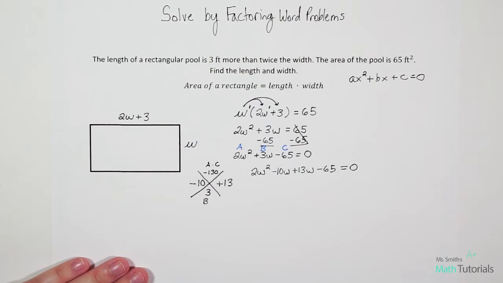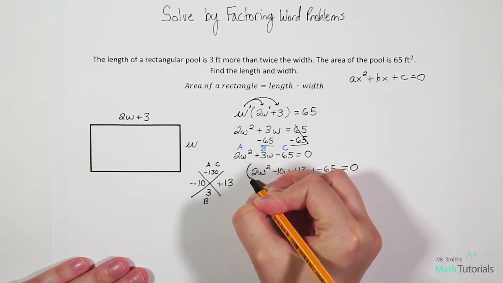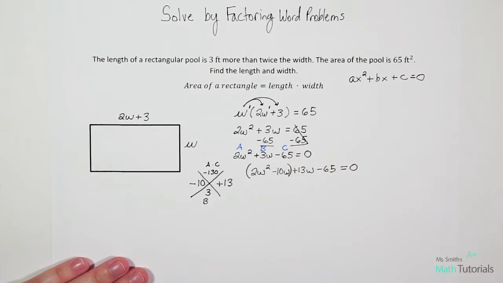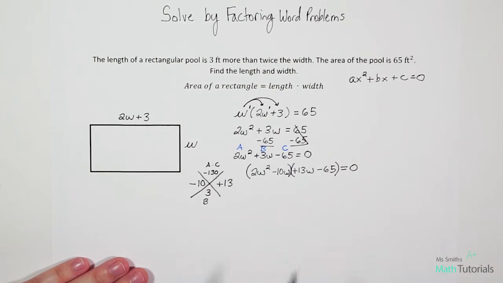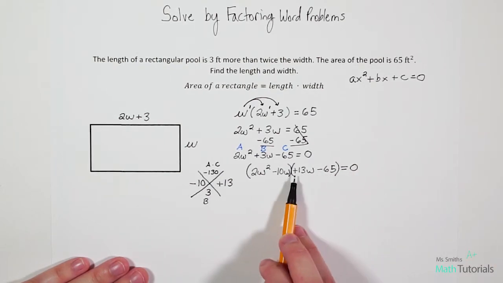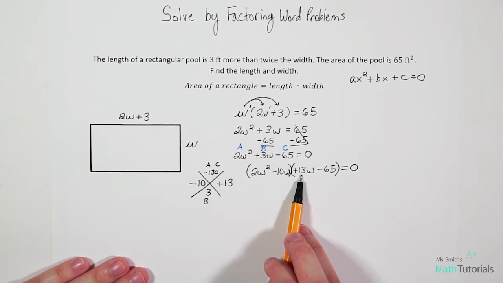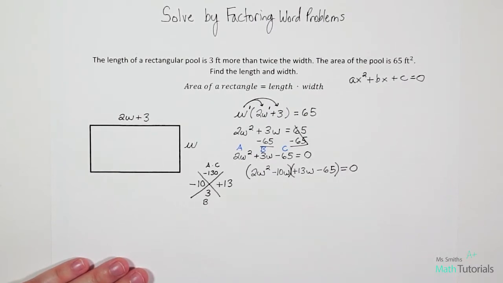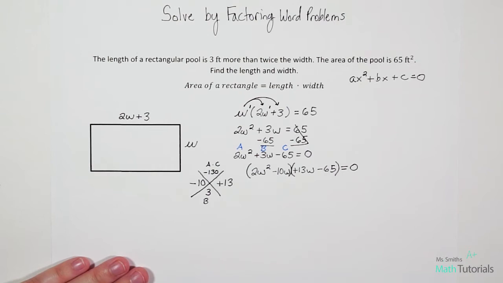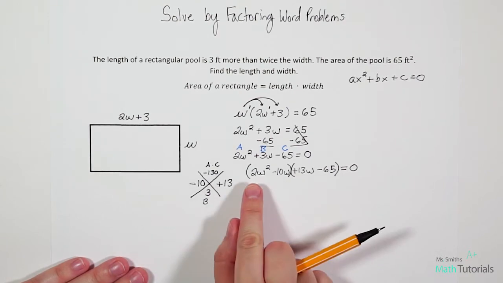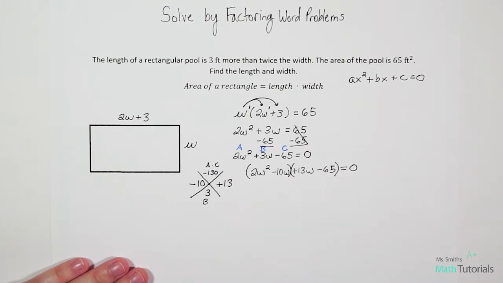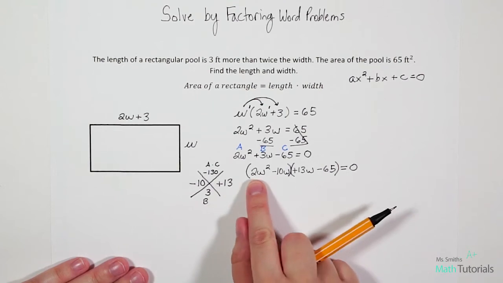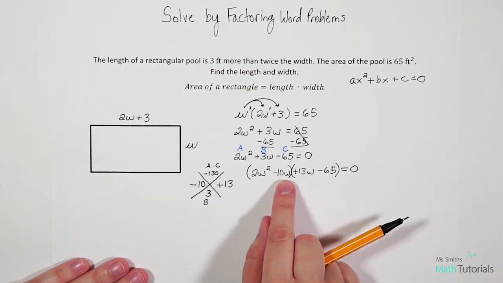So what we do now is something called factor by grouping, where we group together the first two terms and we group together the second two terms. Now what's really important is with the second two terms that we include the sign. So that plus goes with the 13W, so we're going to include that. Okay, so now we're going to do something called factoring out the GCF, the greatest common factor. And we're going to do it for the first parenthesis set and for the second parenthesis set, one at a time. So let's just focus on the first parenthesis set, 2W squared minus 10W.